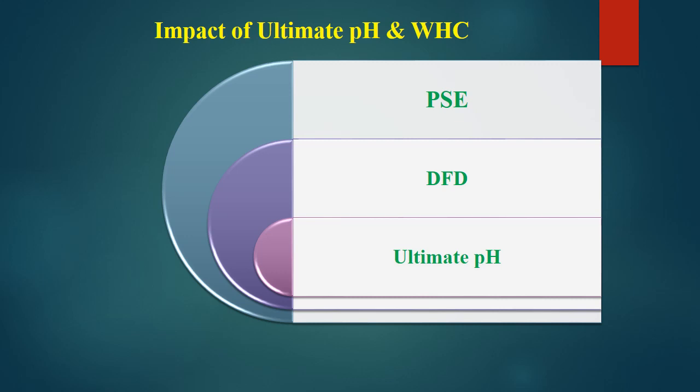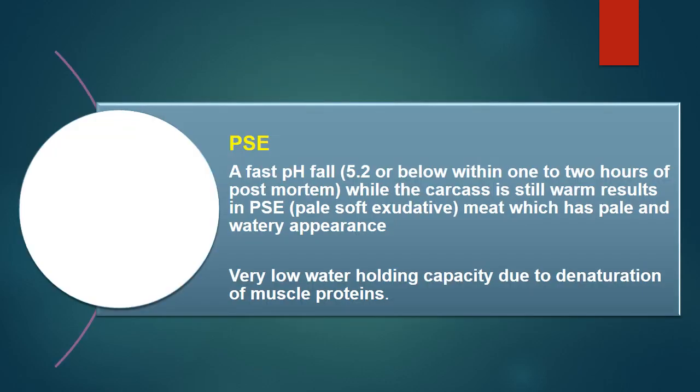So this we have discussed in undergraduate classes in earlier lectures. So I am going to tell it briefly here and going to discuss more details later also. So the first condition is PSE. It is due to the fast fall of pH to about 5.2 or below within 1 to 2 hours post-mortem. While the carcass is still warm, it results in PSE condition, as I mentioned, pale, soft, exudative, and meat which has a pale and watery appearance.